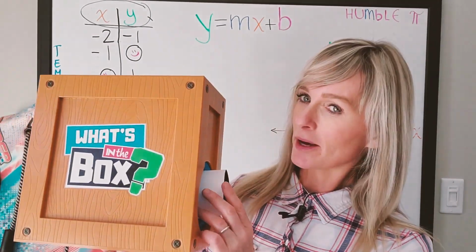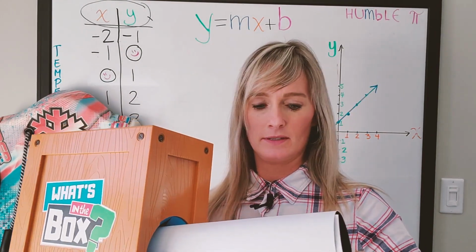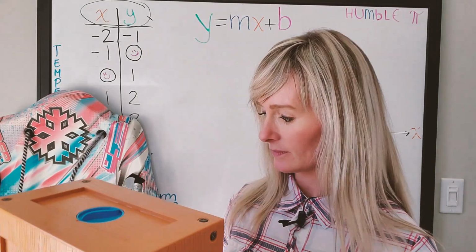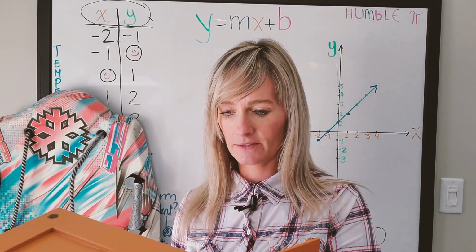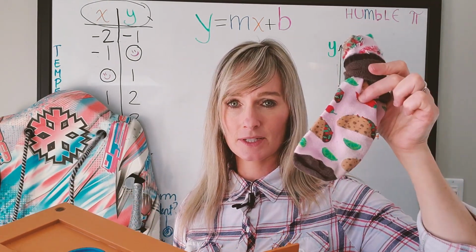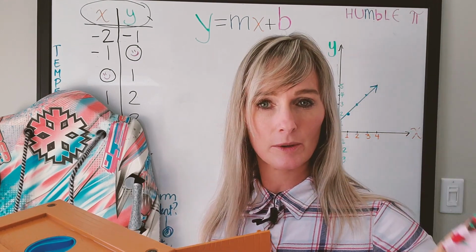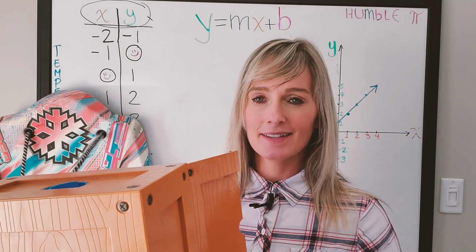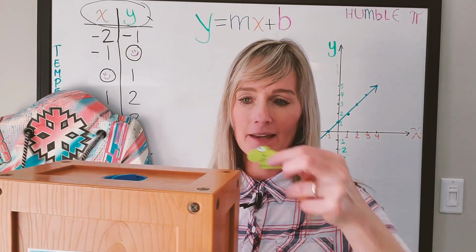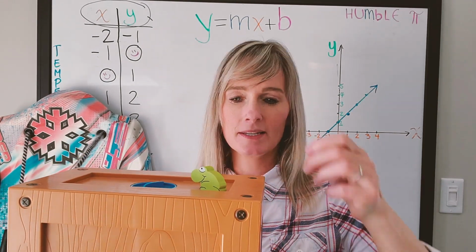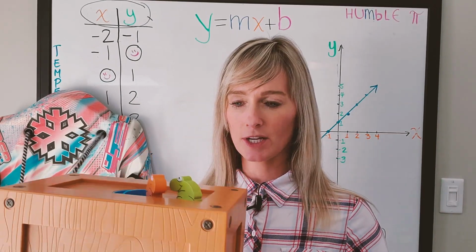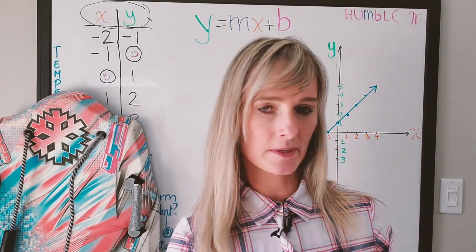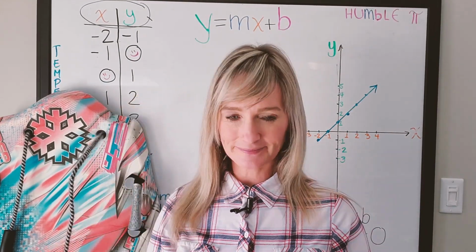Today in our box, what do we have? We have a photo of my dog. And we have today's socks, which are tacos, because we're going to talk about more stuff on linear relations. And we have a green and an orange little jumpy frog. Okay, let's get started. Oh, and there's one other thing in there. Whoops. I forgot about this.